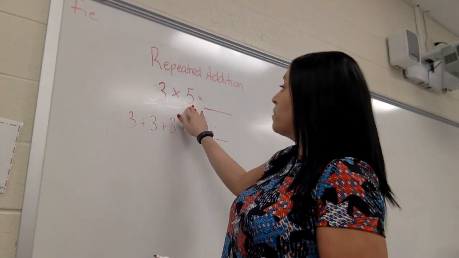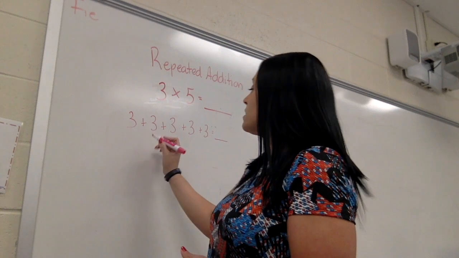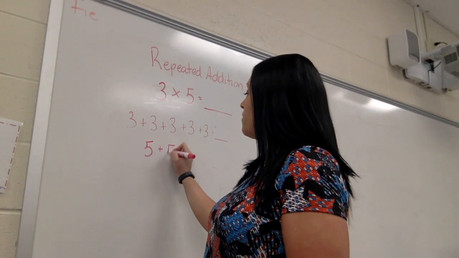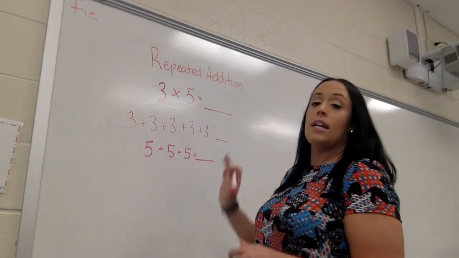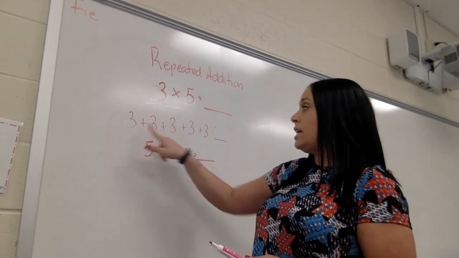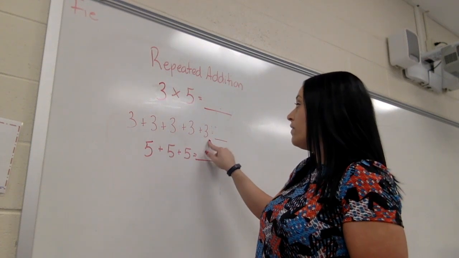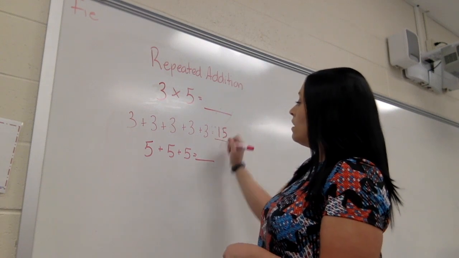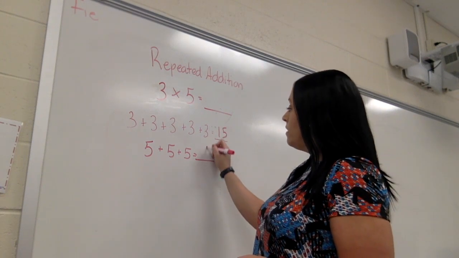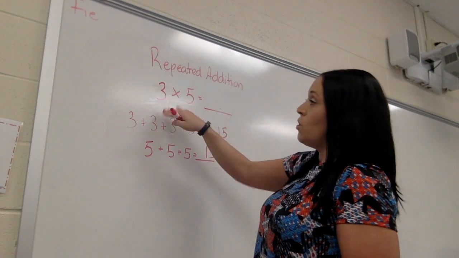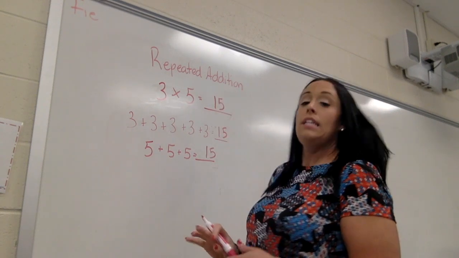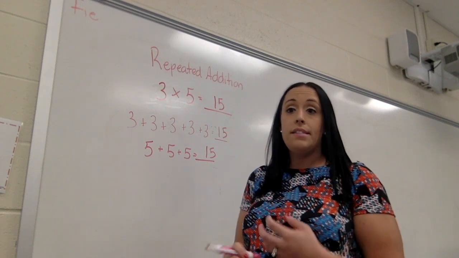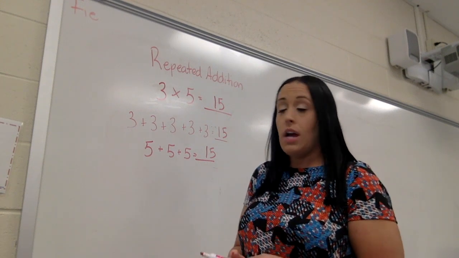Or I can take the number 5 and add it up 3 times: 5 plus 5 plus 5 to get the same exact product. In this case, 3, 6, 9, 12, 15; 5, 10, 15. So it just represents 3 times 5 as 15 by showing that you can add that same exact number up the opposite number of times.